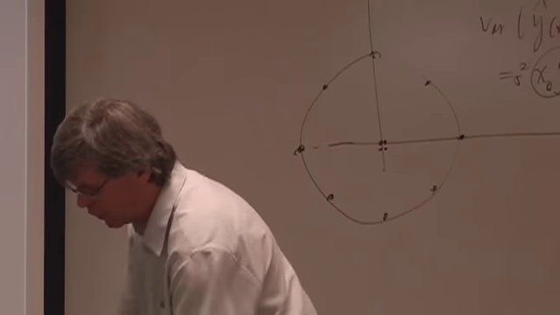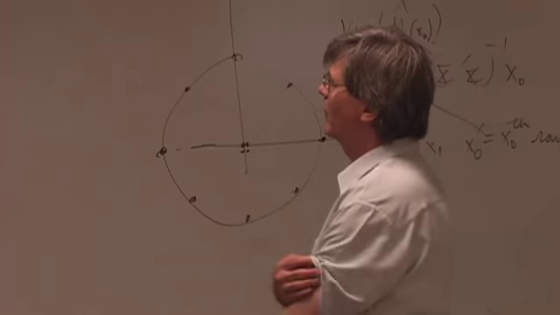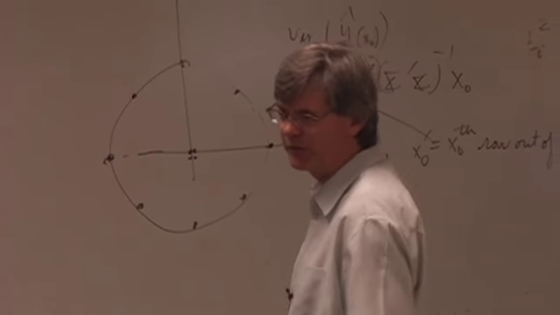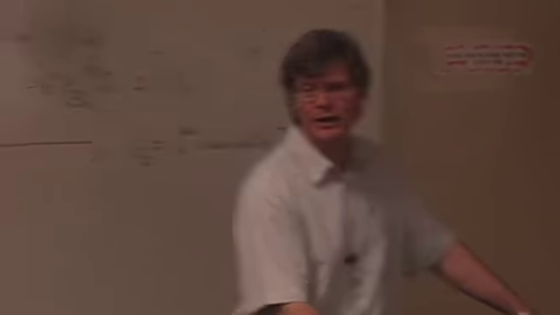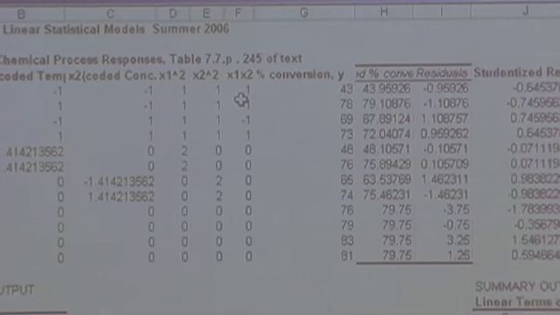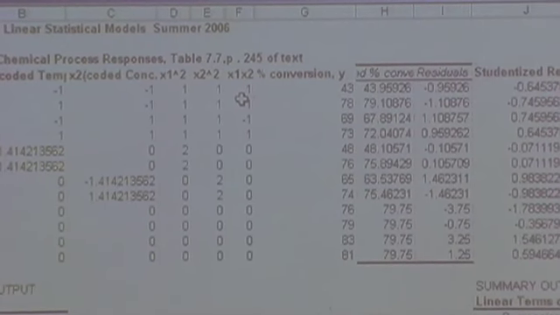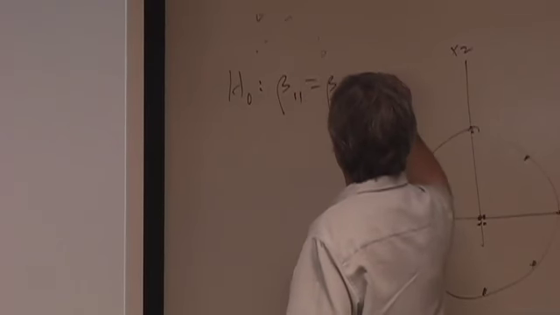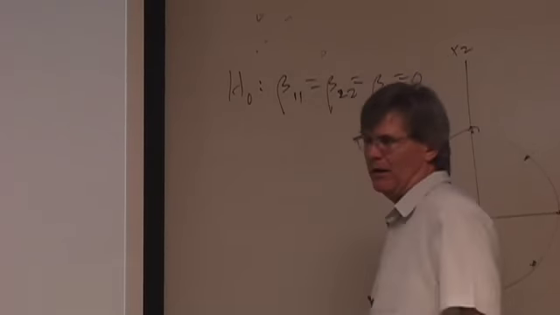Here, that's called the full quadratic model, where you put in all possible linear and quadratic terms in two variables. You have x1 and x2, x1 squared, x2 squared, and x1 x2. Now, how would you test the hypothesis that none of the quadratic terms are necessary, that all the quadratic coefficients are equal to 0? The hypothesis that beta 1,1 equals beta 2,2 equals beta 1,2 equals 0. How do you test that hypothesis?